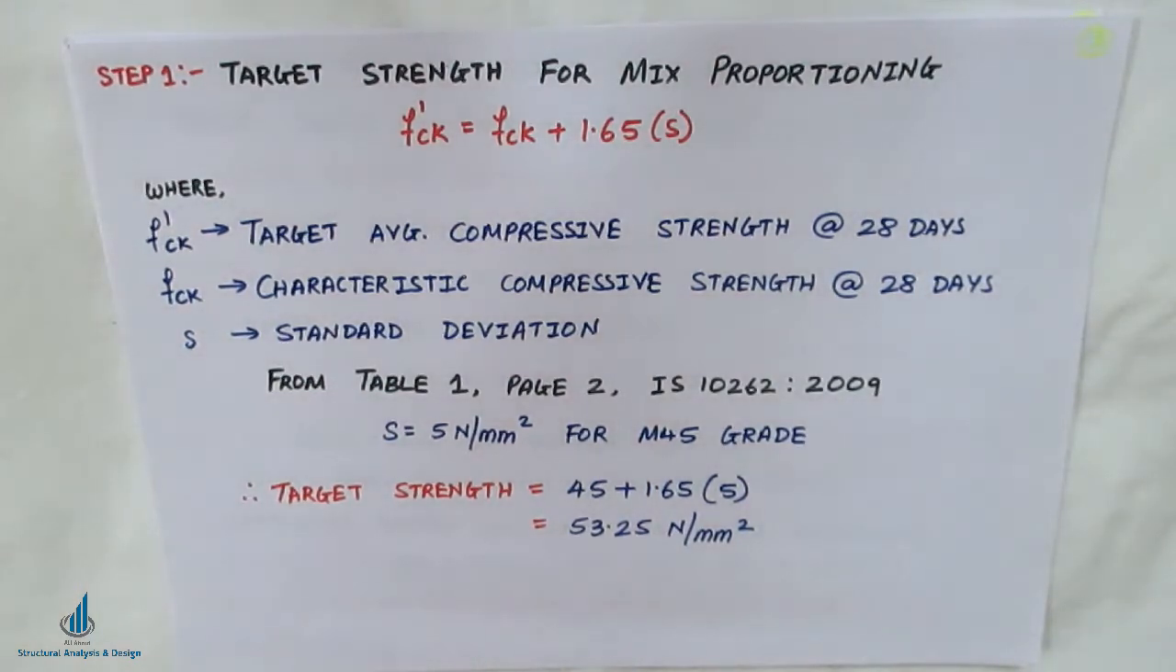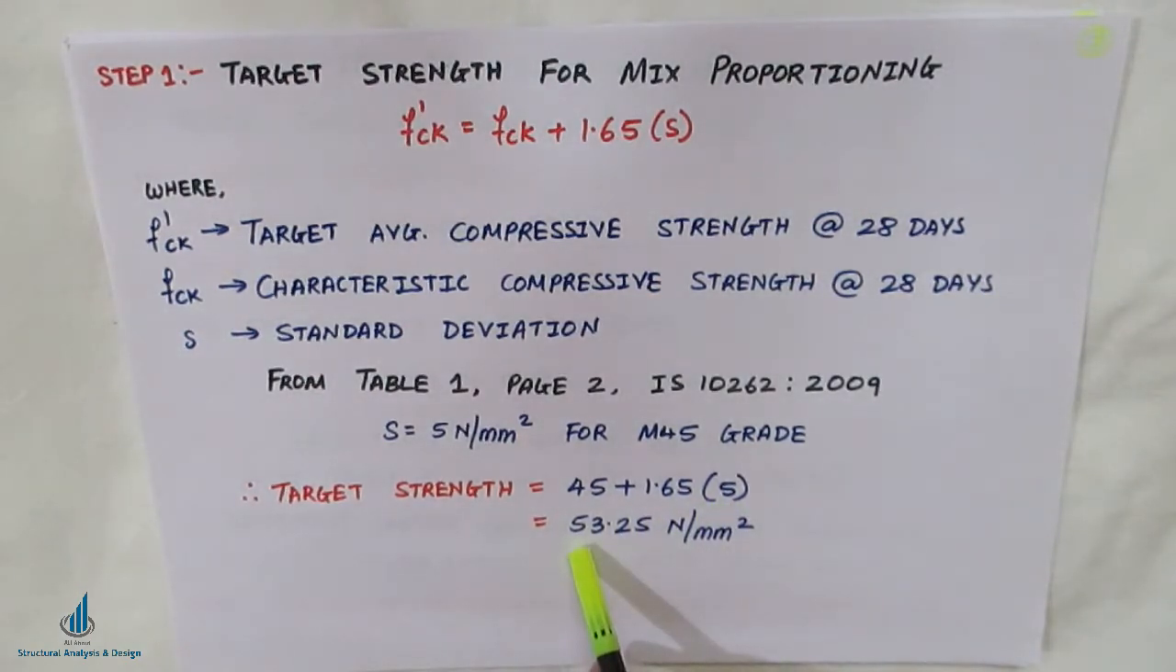There are various standard deviations with respect to the grades. For 45 Newton per mm square, or M45 grade, the S value, that is the standard deviation value, is 5 Newton per mm square. Therefore the target strength is equal to 45 plus 1.65 into 5, which you will get as 53.25 Newton per mm square.